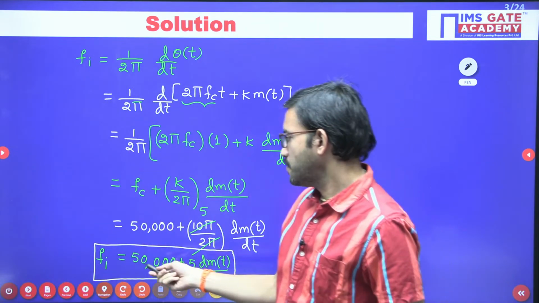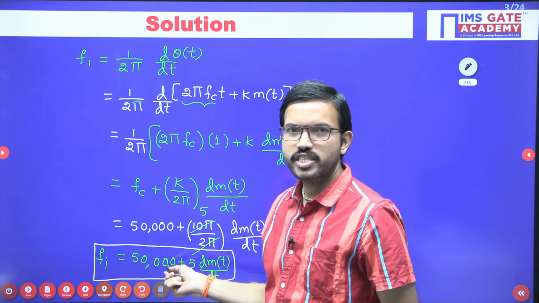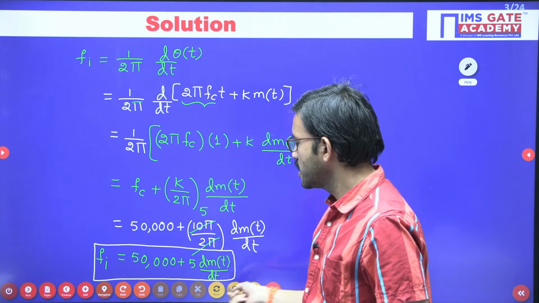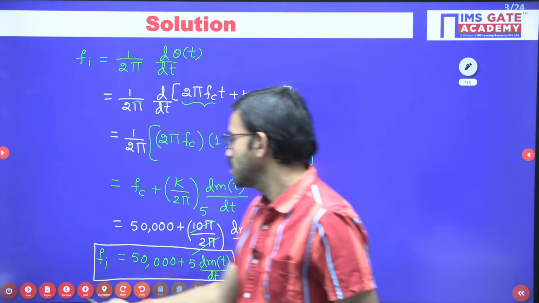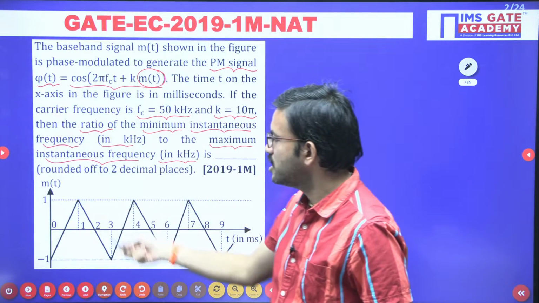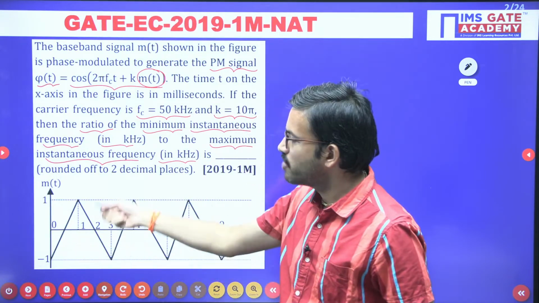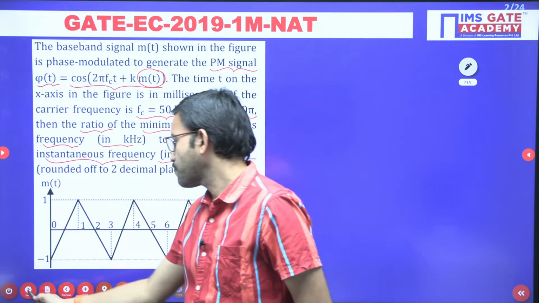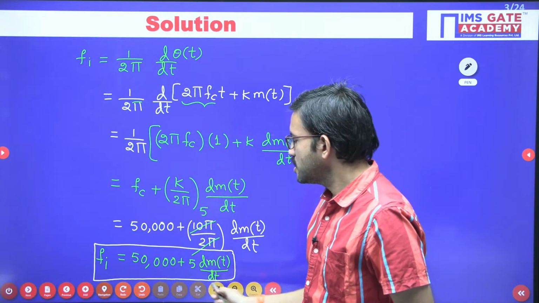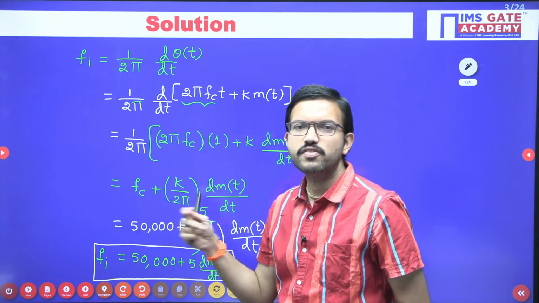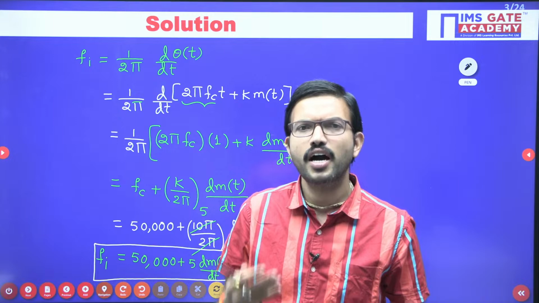See, it is very simple. Here 50,000 is what? Constant, right? Here 5 is also constant. The only variable term is dm of t by dt, because regarding m of t, they have given the waveform like this. With respect to time, it is varying, right? So that means based on this dm of t by dt, we can decide whether the instantaneous frequency is going to be maximum or minimum, right?